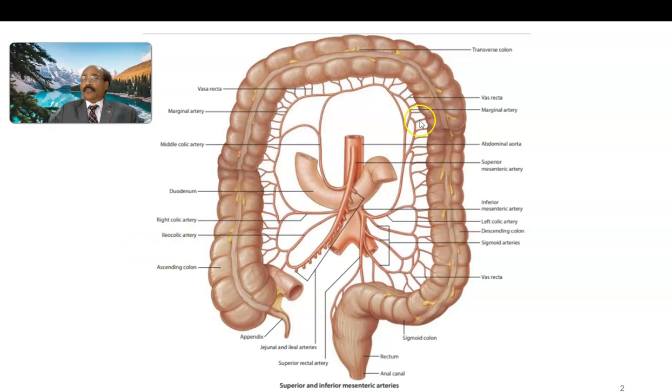So this is large intestine. We're looking at tinea coli here. We should have 3 tinea coli. One is posteromedial, another is posterolateral. We are seeing this one. And we got the blood supply.